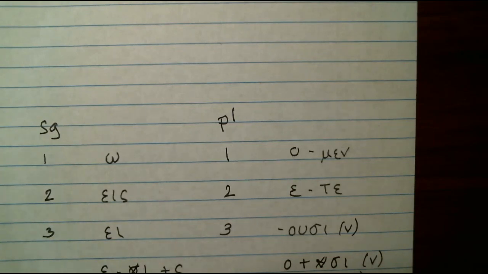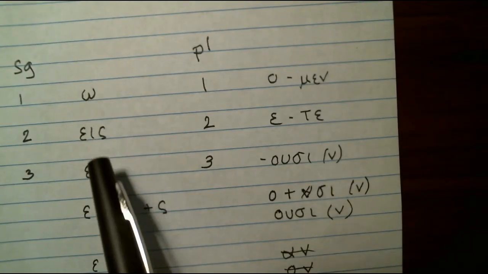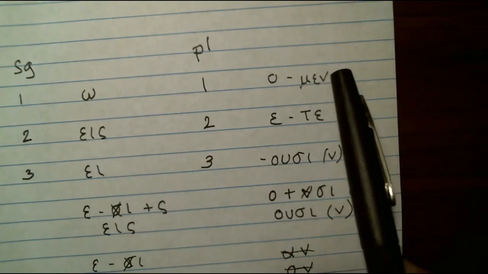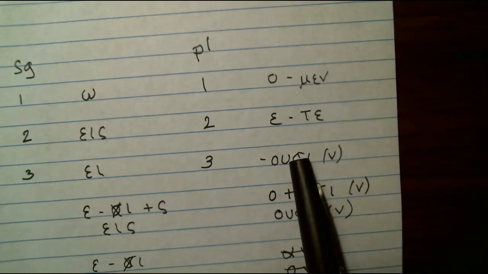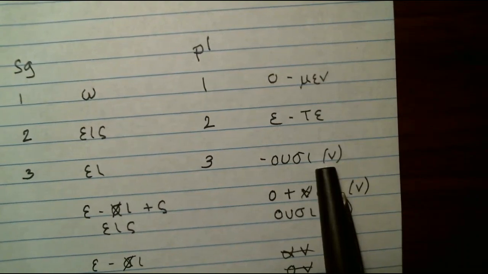You know them because I just showed them to you, but all you have to do is just memorize these endings. O, -eis, -ei, -omen, -ete, -ousi. All right, and don't let that movable nu throw you when you see that. All right. If you have questions about that, go ahead and leave those in the comments below, and I will try to get to those.